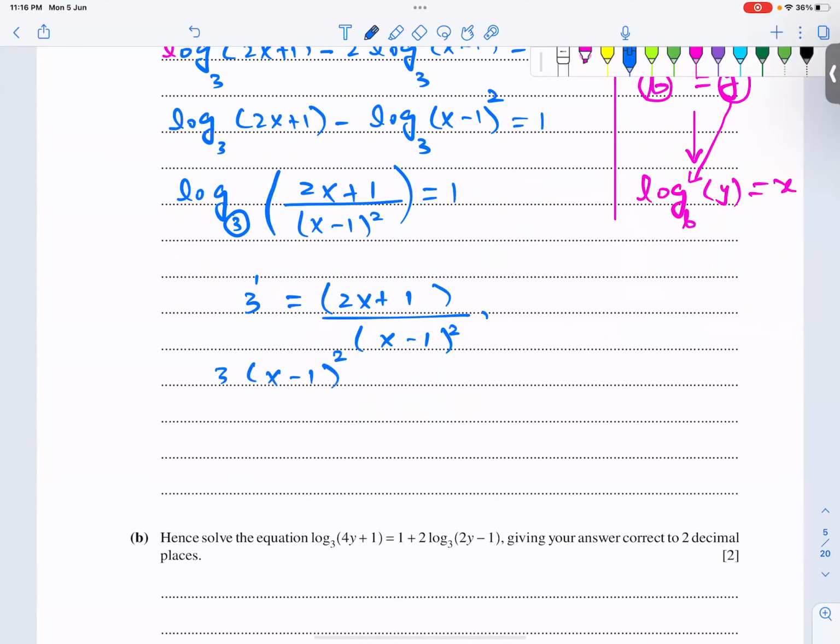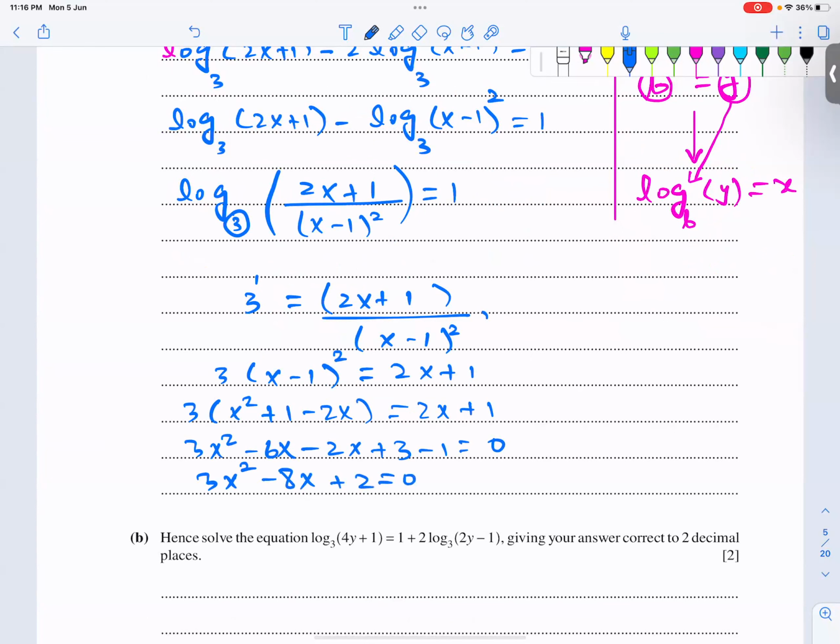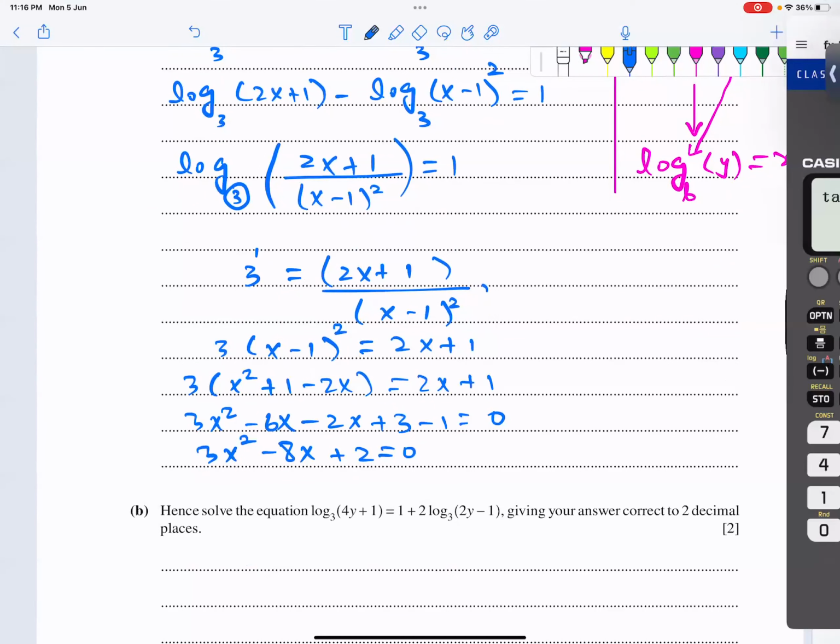Open the square. So this will be 3 times (x square plus 1 minus 2x) is equal to 2x plus 1, that is, 3x square minus 6x plus 3. Bring 2x to the other side, so this will become minus 8x. Then bring also 1 to the left side, so the right side will be 0. 3x square minus 8x plus 2 is equal to 0. Now this is a quadratic equation.